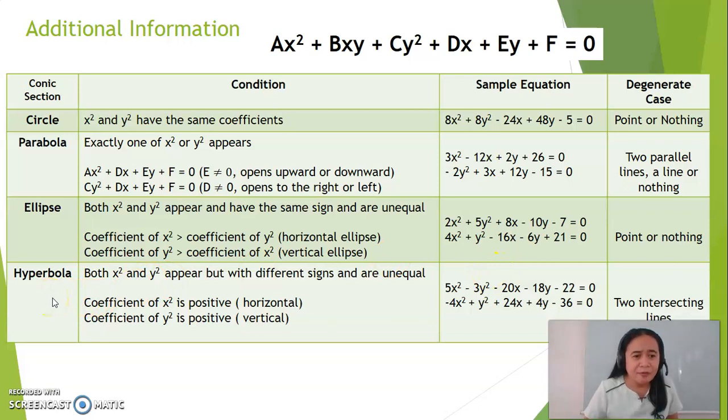Hyperbola. For a hyperbola, both x squared and y squared appear, but they have different signs and at the same time, they are unequal. So, just like this, 5x squared minus 3y squared. Or it could be negative 4x squared plus y squared. The degenerate case here is two intersecting lines.